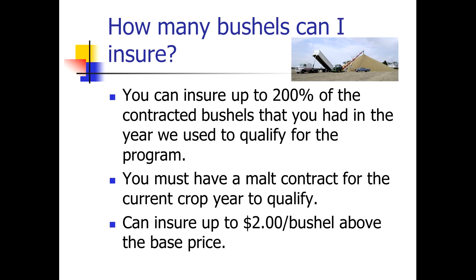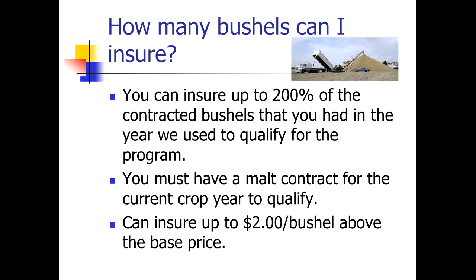We'll go through a scenario here. Let's say in 2011 you had 100,000 bushels contracted. You delivered 90,000 bushels on the contract that year as malt. So you're at 90% of what the contract was for that year, which is above the 75%, so you would have qualified. Now going forward in this current crop year, we can insure up to 200% of the 100,000 bushels we had contracted for our qualifying year. So if we had the 100,000 bushels in 2011 that was contracted that we satisfied the requirements on, going forward, we could use up to 200,000 bushels of contract in this current crop year to add on top of your insurance.